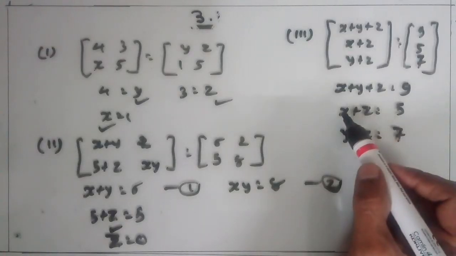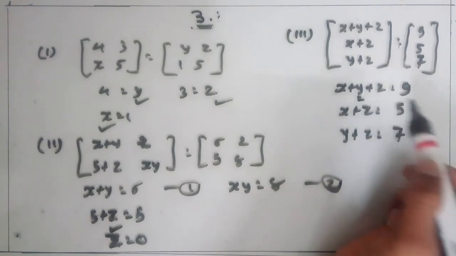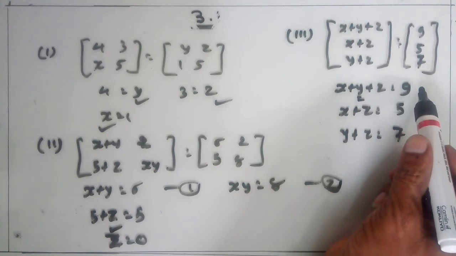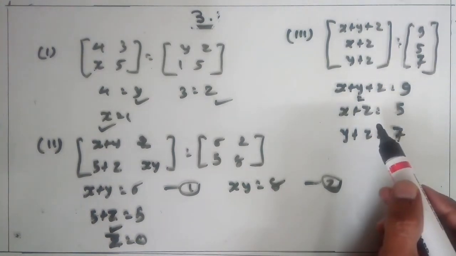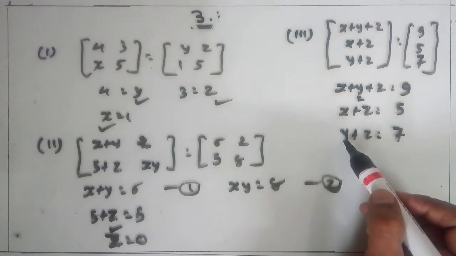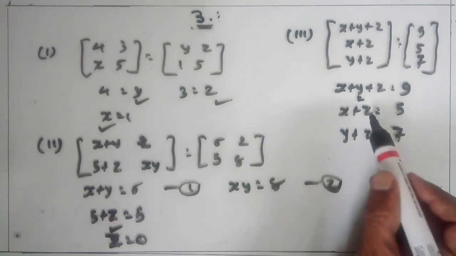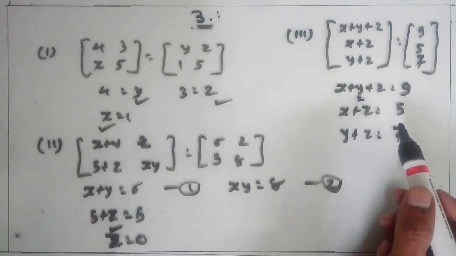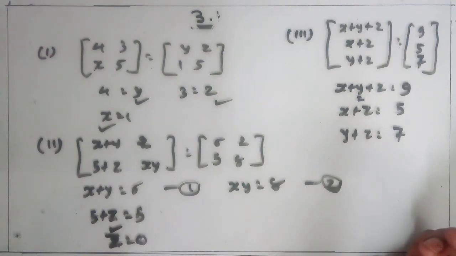If we put the value of x plus z equal to 5 in this, we get the value of y. Taking 5 to this side, 9 minus 5 is 4. So the value of y becomes 4. Taking y equal to 4 in this last equation, we get the value of z. Clear? And taking the value of z in the second equation, we get the value of x. You know how to solve all these equations.